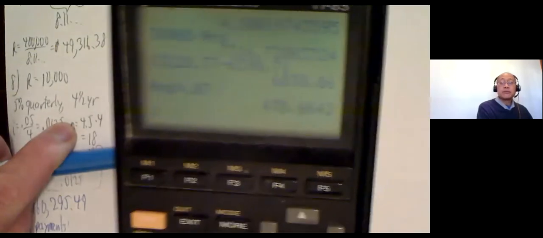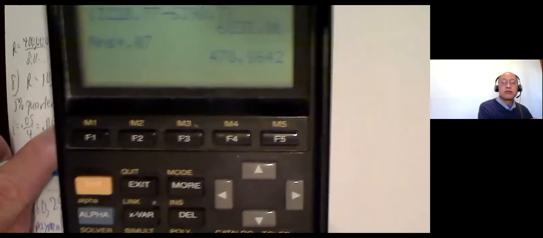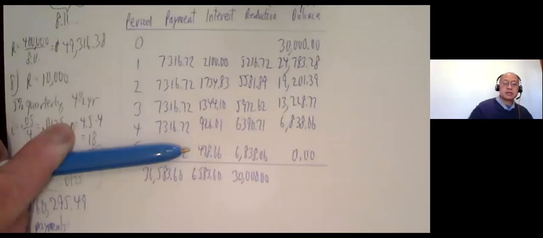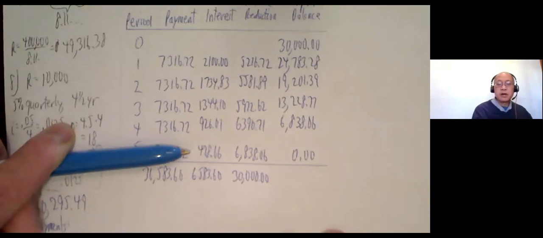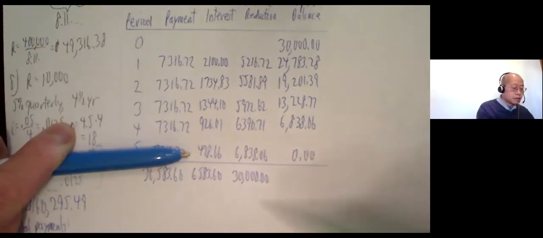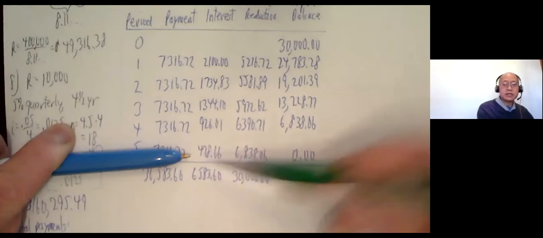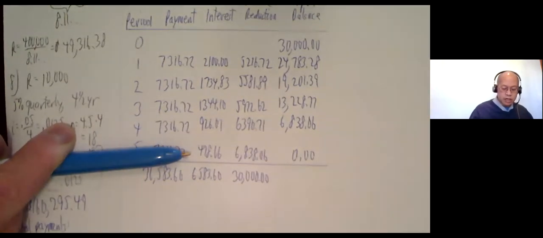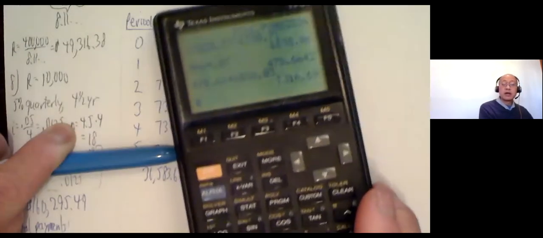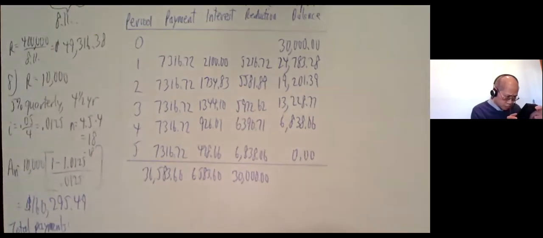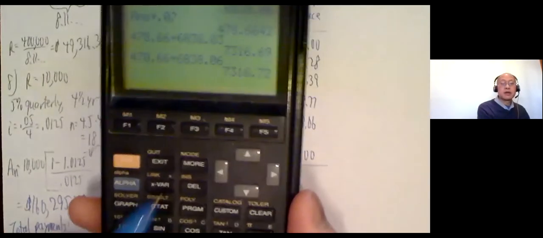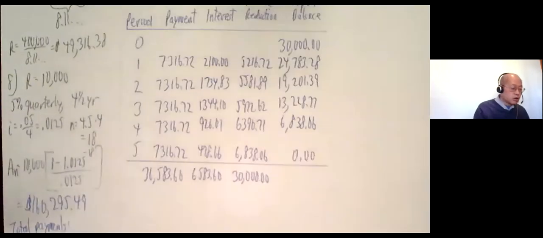Okay, 478.6642 means 478.66. Okay, and now what goes behind my pen? The sum of these two. So you add this to this. So now 478.66 plus 6838.06 equals, and I typed it in wrong. 0.06. There we are. 7316.72. So now I write that down.